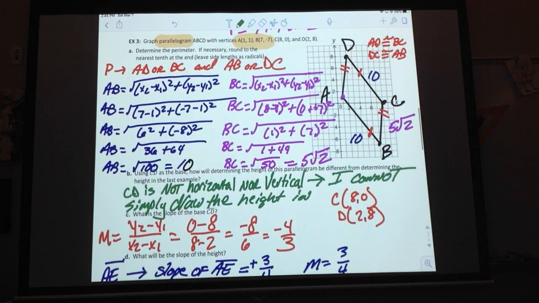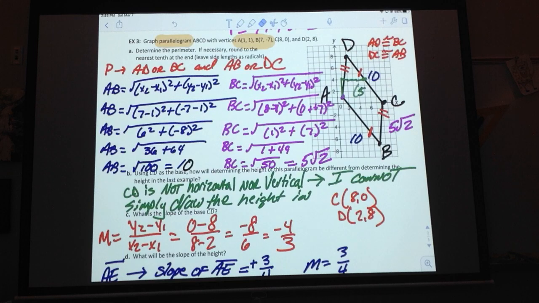Up 3, to the right 4. Ready? I'm going to draw it in green as I say it. Up 3: 1, 2, 3. Up 3, to the right 4: 1, 2, 3, 4. I actually hit the line right there, and I hit the line right at 5, 4.